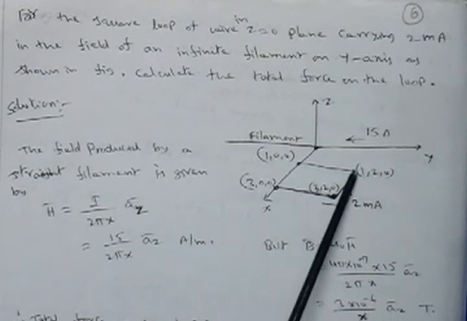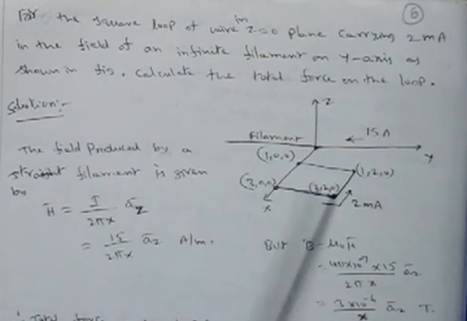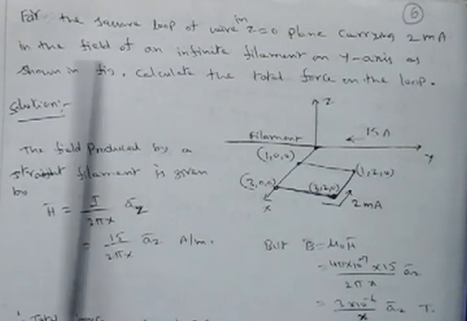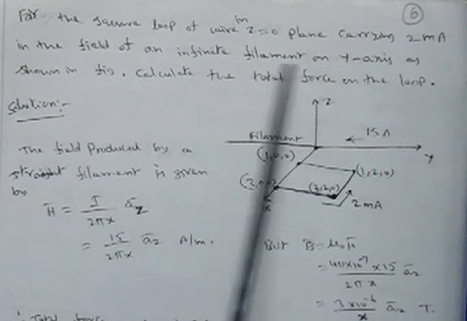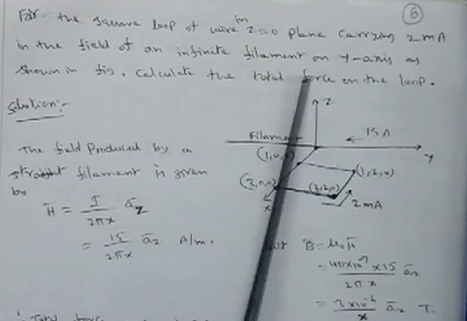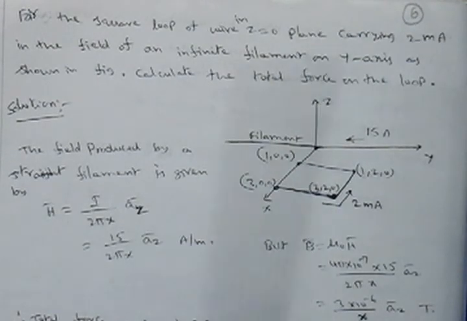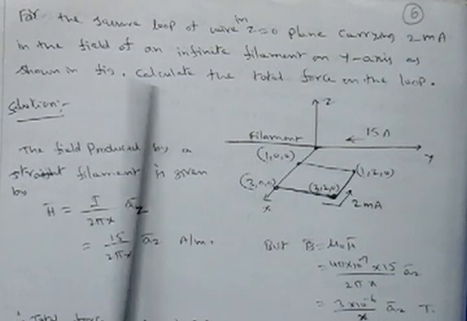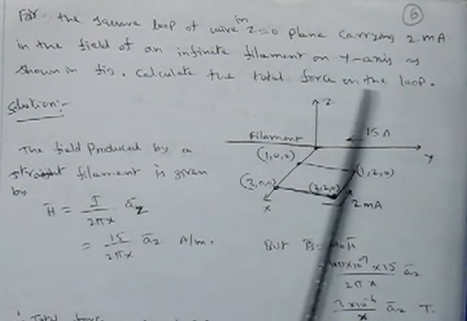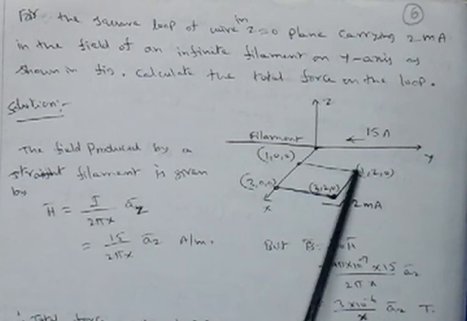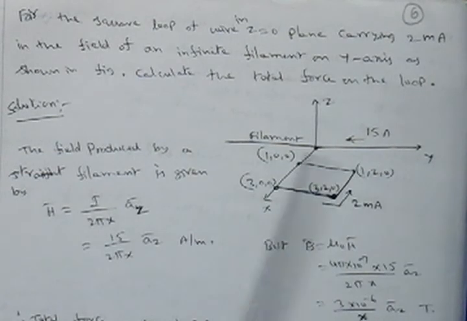This is the square loop of wire through which the current is 2 milliamps, in the field of an infinite filament, which we need to consider on the y-axis as shown in the figure. Calculate the total force on the loop. That is, what is the force experienced by this loop when the current is flowing through the loop?